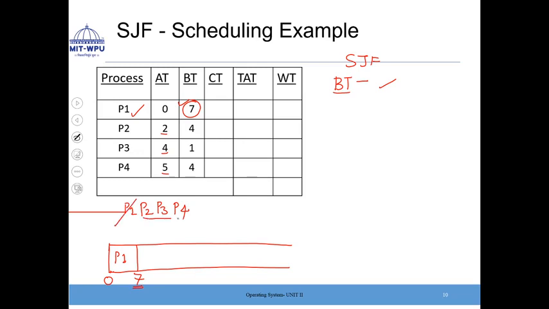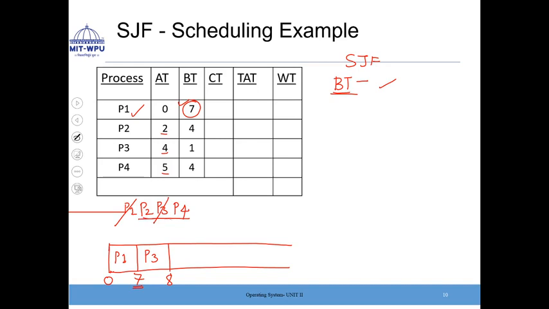Among P2, P3, P4, as per our criteria, we are going to consider burst time. We have to decide which process has the smallest burst time. P2 has 4, P3 has 1, and P4 has 4. So P3 will get the preference because its burst time is 1. So the time at the end of P3 will be 8, 7 plus 1. So P3 has finished its task.